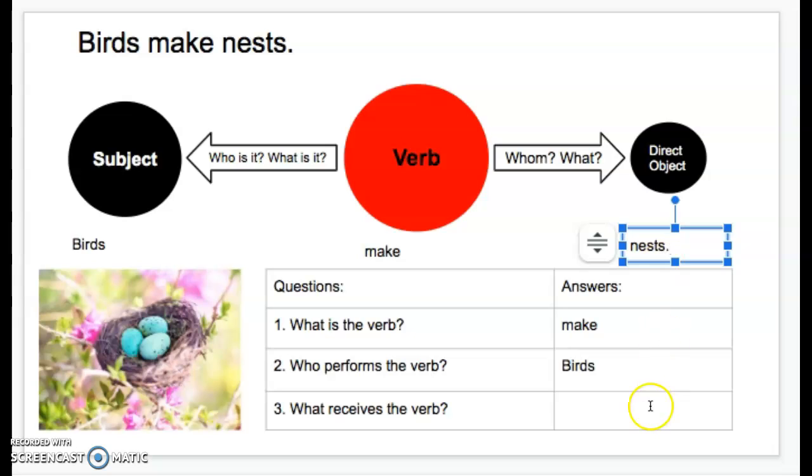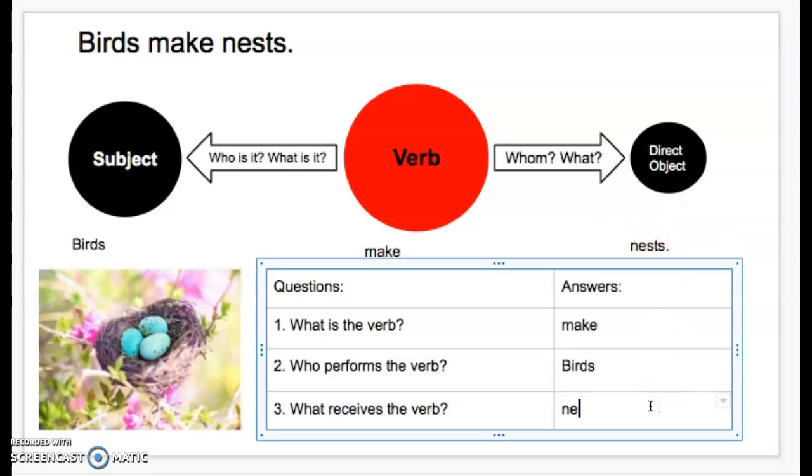So here we've analyzed our sentence. We've broke it up into its three parts. Action being performed, makes, our verb. Who performs it, our subject is birds. And what receives the action directly? Nests. Birds make nests.